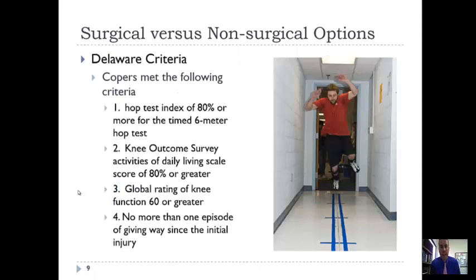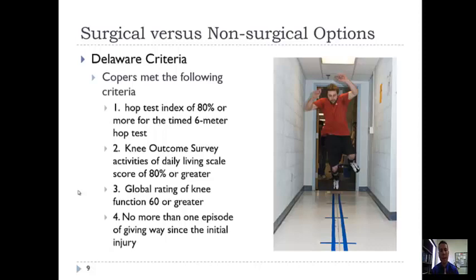You can use the Delaware criteria to determine if your patient is a coper or not. To be a coper, they must do a single leg hop test over 6 meters and they time it. And what we do is we look at the uninvolved knee. If the involved knee is at least 80% as quick as the uninvolved knee, then they meet that criteria. So you've got to be almost 80% or better compared to the uninvolved knee with the single limb hop test for time, the 6 meter hop test for time.